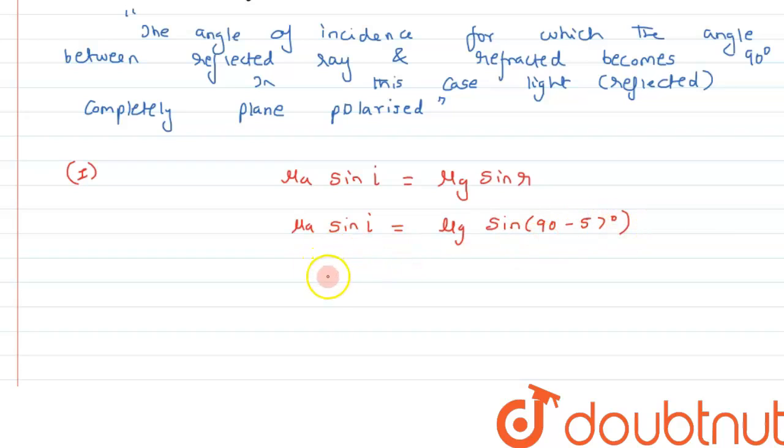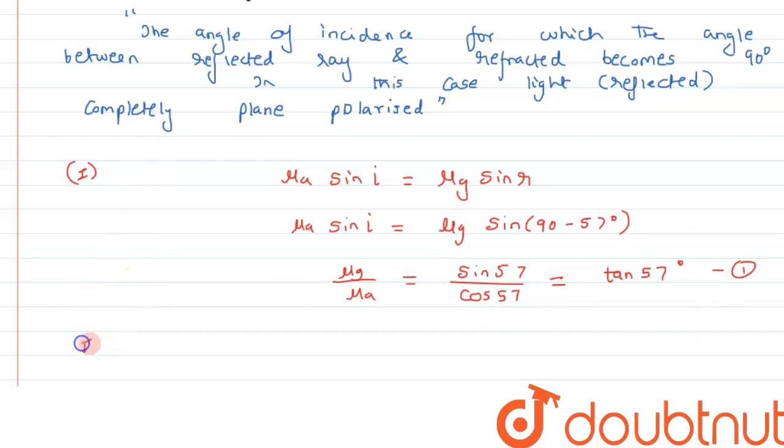So this can be further written as mu g by mu a equals, this will become cos of 57, since sine of 90 minus theta is cos theta. And instead of i we write sine 57, because the angle of incidence is 57. So sin 57 upon cos 57 gives us tan 57. Alright, so let's say this is our equation number 1.